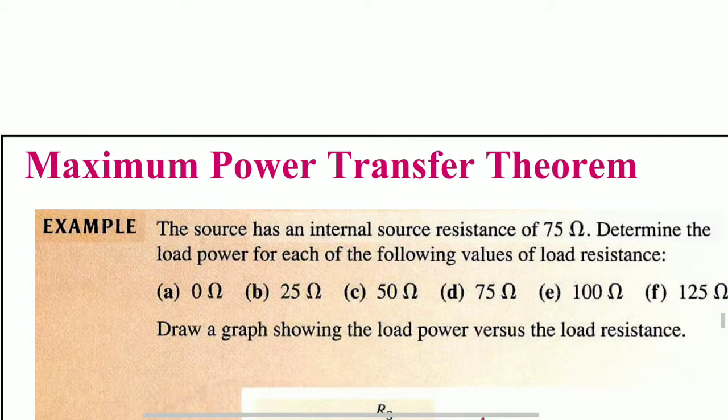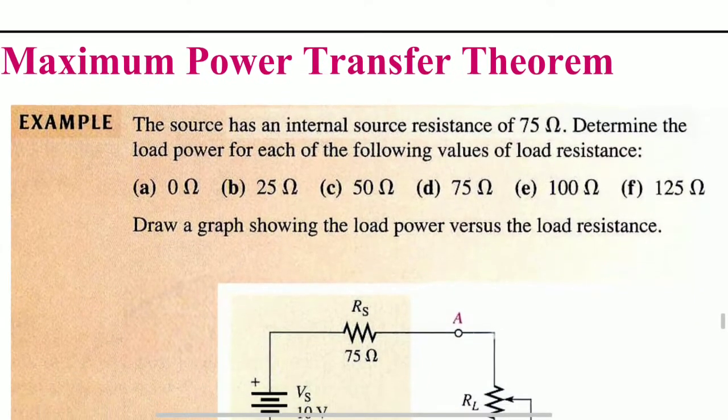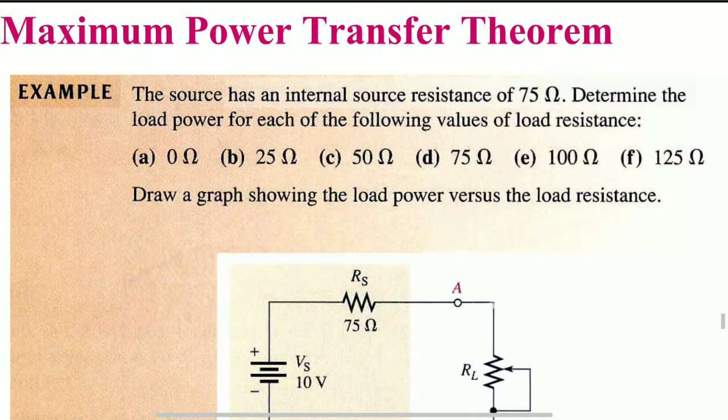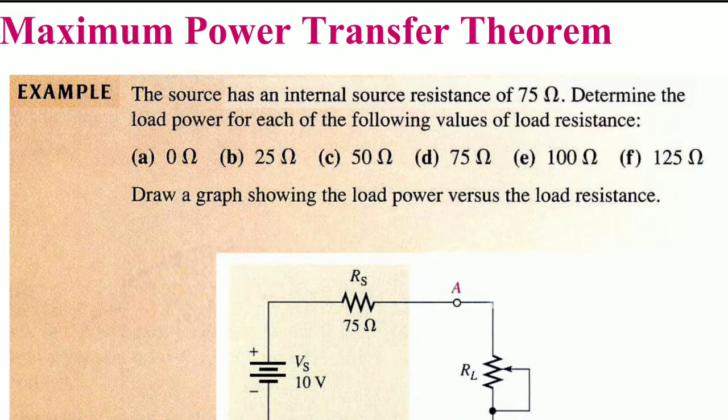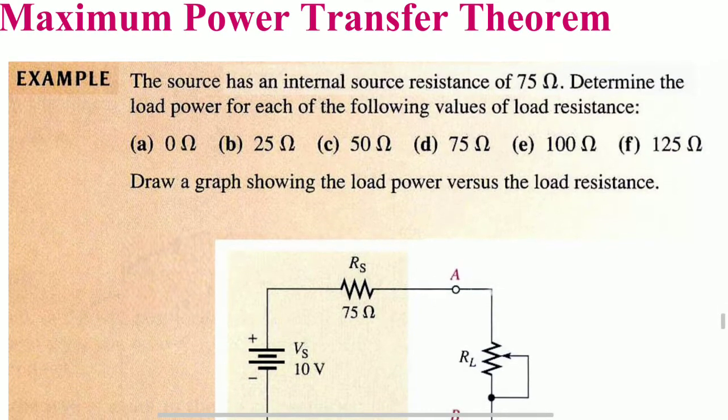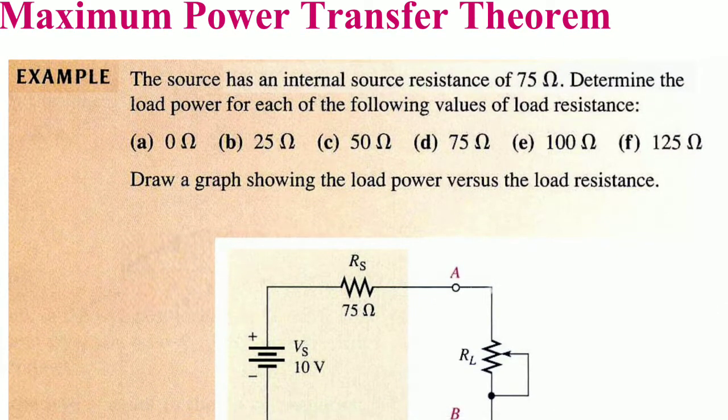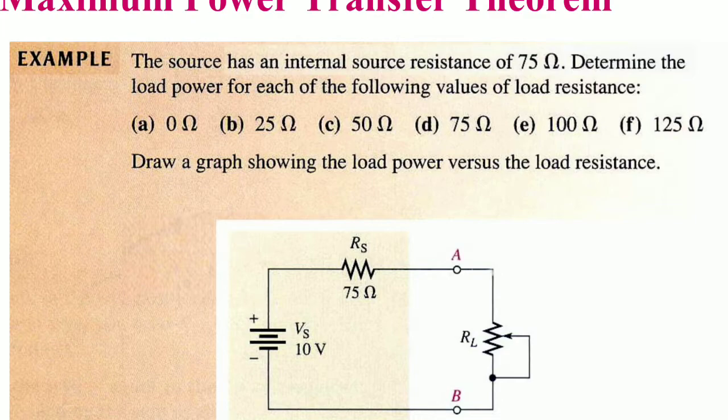Maximum power transfer theorem example: the source has an internal source resistance of 75 ohms. Determine the load power for each of the following values of load resistance. Observe this: the loads given are 0 ohms, 25 ohms, 50 ohms, 75 ohms, 100 ohms, 125 ohms. We determine where the power will be maximum.